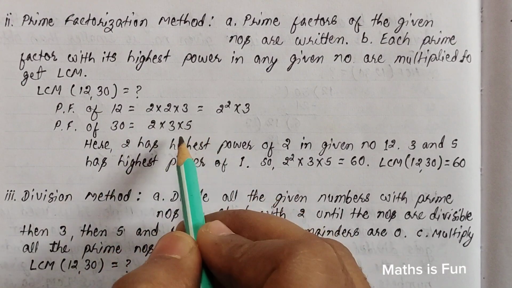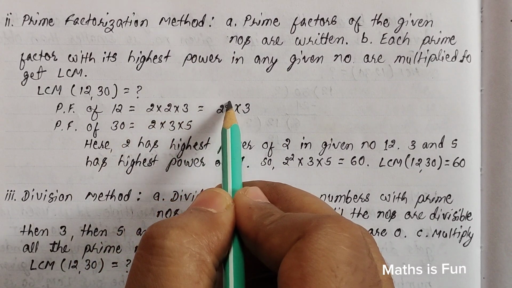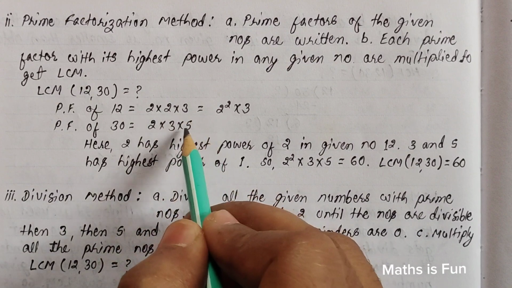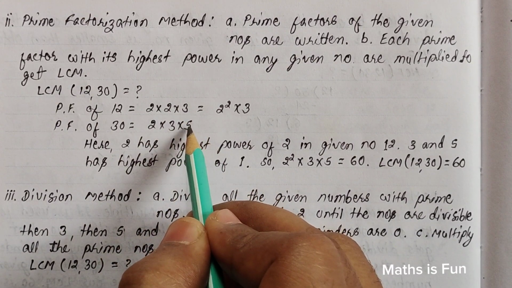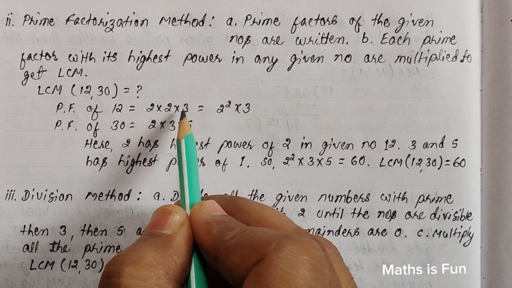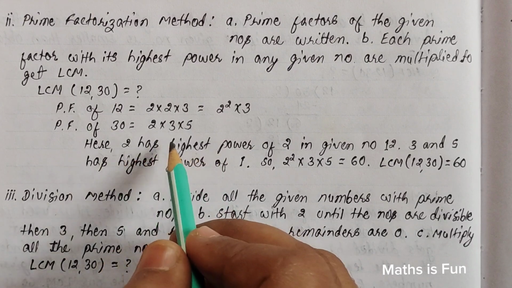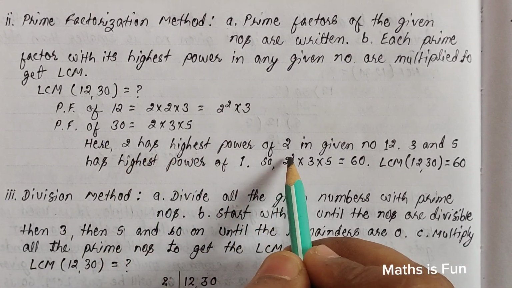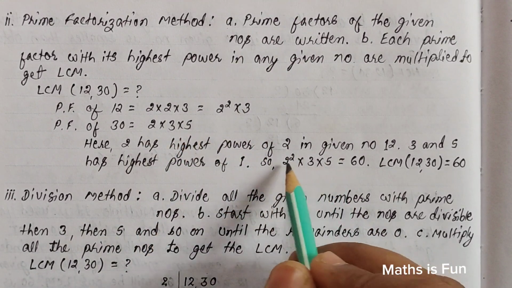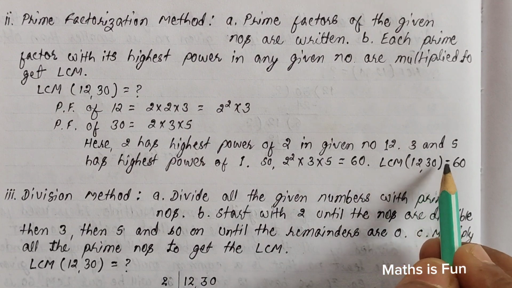So here we see that the highest power of 2 is 2 to the power 2. Then we'll take 3. The highest power of 3 is only 1, and we'll take 5. The highest power of 5 is only 1. So we have to take all the prime factors that we can see, and then find out the highest power of each of them. In this way we get 2 to the power 2 multiplied by 3 multiplied by 5. So the answer is 60. Therefore the LCM of 12 and 30 is 60.